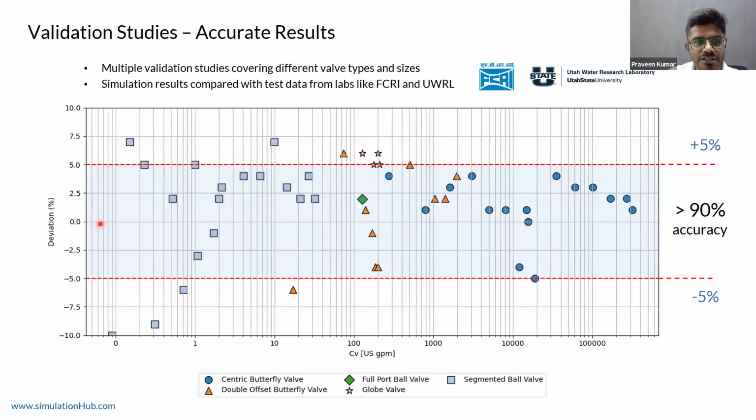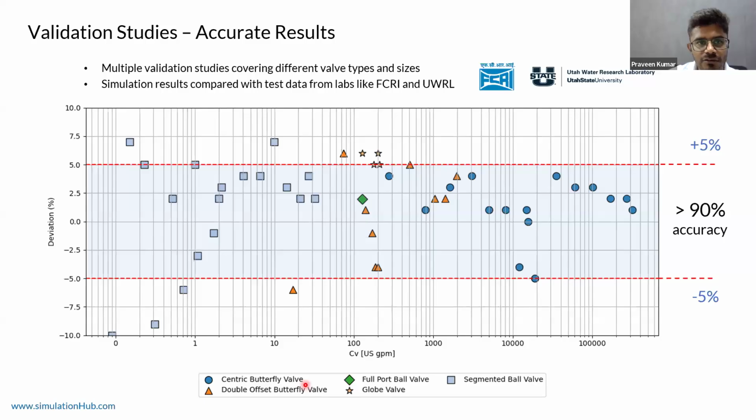And our observations are that in most of the cases, it falls in the range of plus or minus 5 percentage accuracy. So you can see this test or validation studies cover a wide range of sizes of the valves, that's the flow capacity, and different types of valves as well.